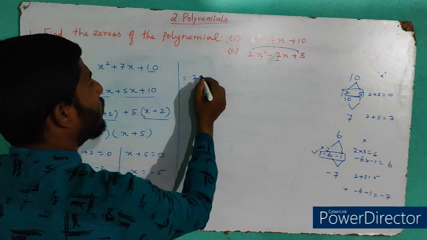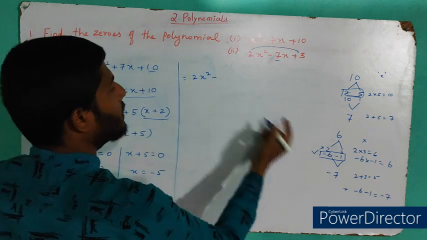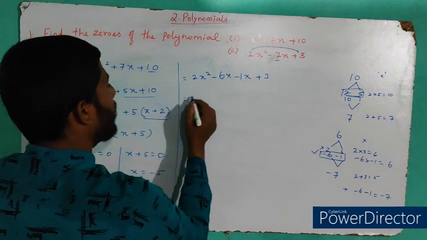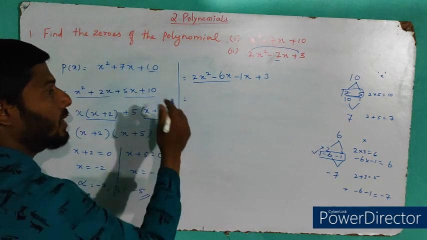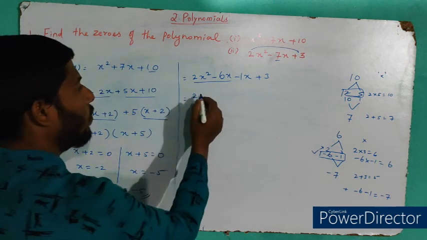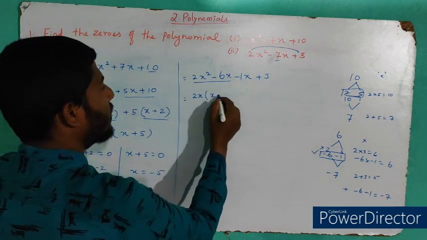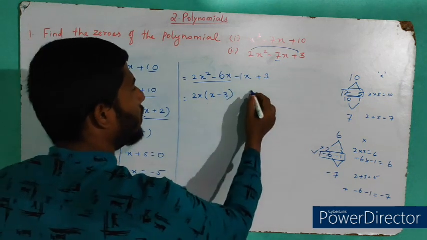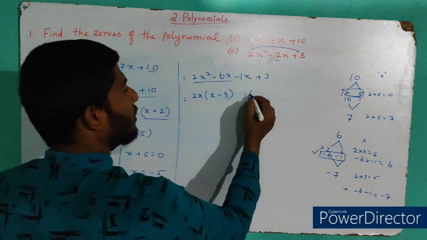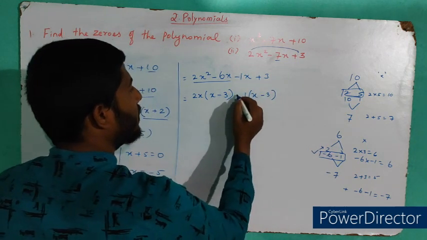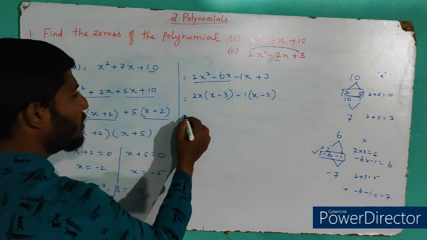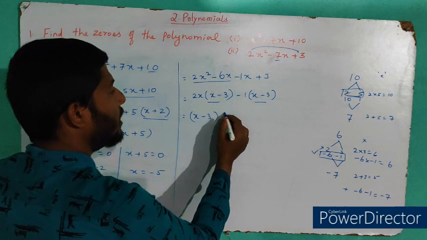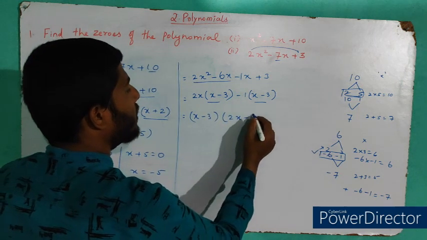Now we have 2x² − 6x − 1x + 3. Now take the common factors in this. From the first two terms, 2 we can take common, and from the next two, 1x if you take common outside, x. 6 is 3 times 2, so 3 times. So if you take 1 as a common factor, then you will get x − 3. Now take x − 3 common outside. Remaining you have 2x − 1.